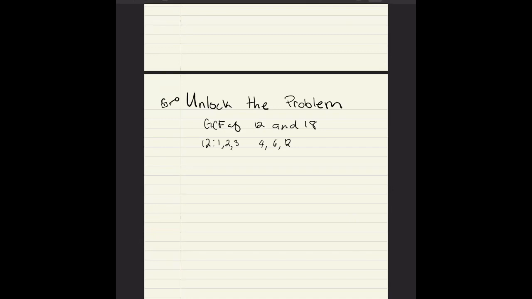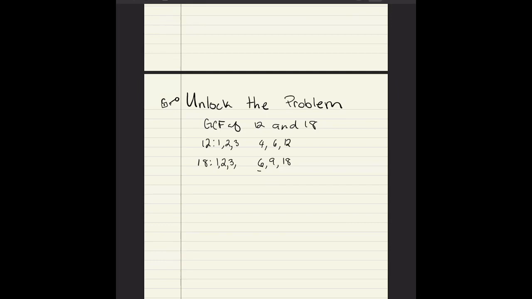All right, 18, we have 1 and 18, 2 and 9, 3 and 6. Can 4 go into 18? Nope. Can 5 go into 18? Nope. Can 6 go into 18? Nope. And then we're back to 6. So those are all the factors that can go into 18.